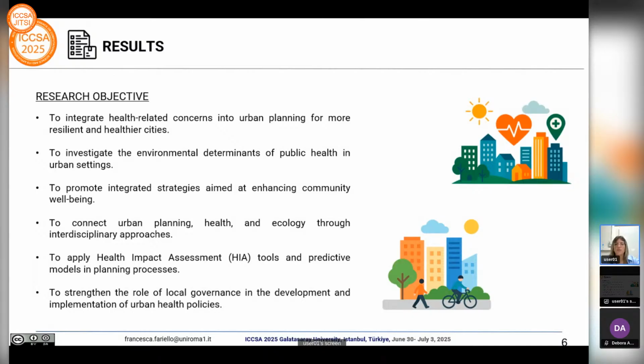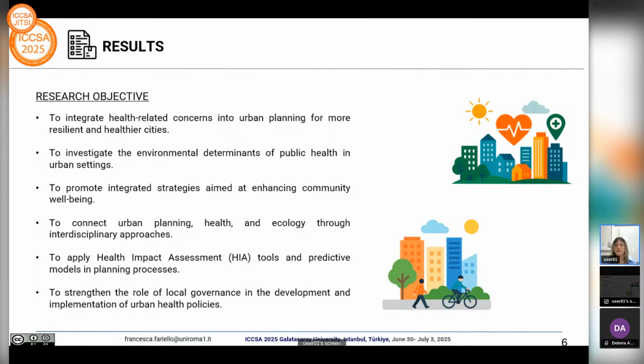Accordingly, many studies propose integrated urban strategies as a way to improve community well-being and promote equitable and sustainable development. Recent research also highlights the growing importance of local governance in shaping urban health policies. The role of evaluation tools, particularly the health impact assessment, is frequently underlined, as these instruments support informed decision-making processes based on significant evidence.